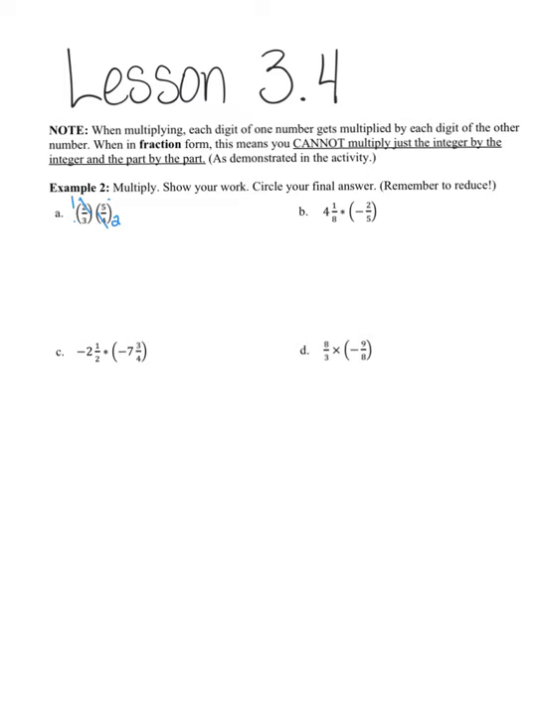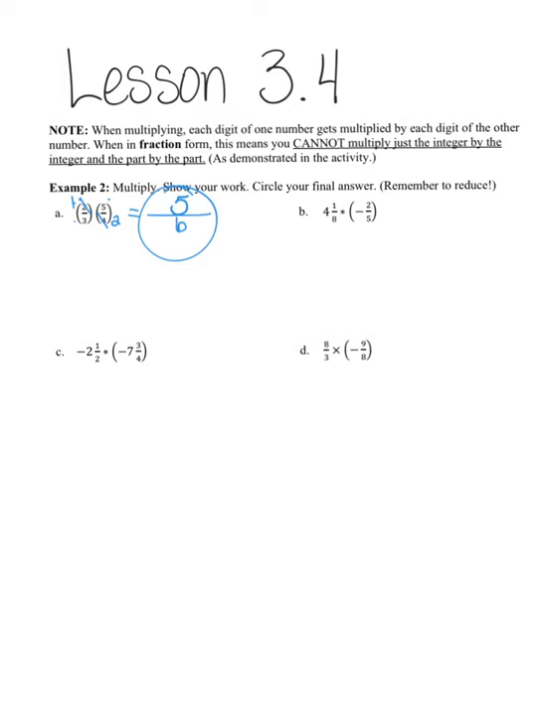Now when I look at 5 and 3, there isn't a common factor there, so there is no reducing that I can do. So now I am ready to multiply straight across. So my new numerator here is 1 times 5, which is 5, and 3 times 2 is 6. So my final answer, and it is already simplified, is 5/6.